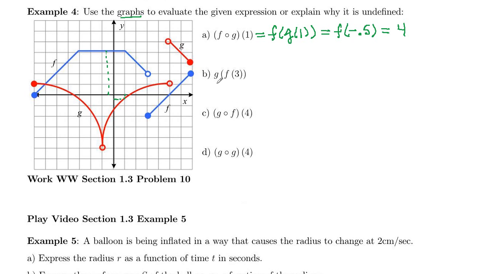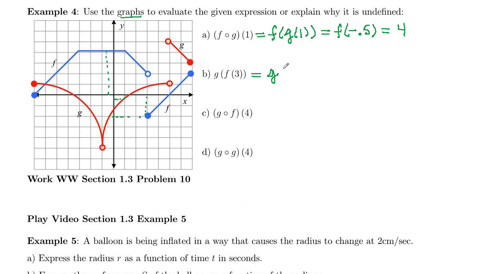Okay, why don't you try this one? Pause the video for just a second and try and work that one out. Okay, so f of 3, we're going to start from x equal 3. We don't go up here because there's an empty circle. We've got to come down to hit the graph of the function and go across. So we're at height negative 2.